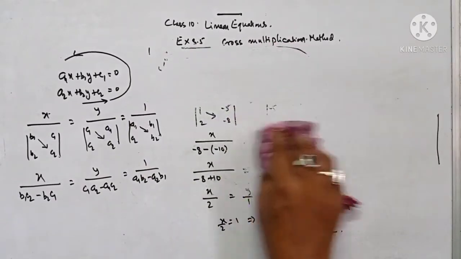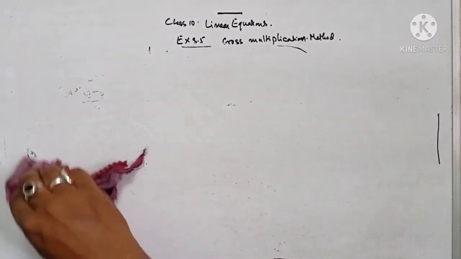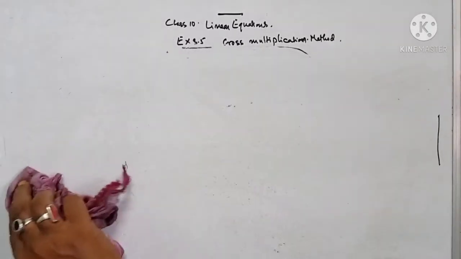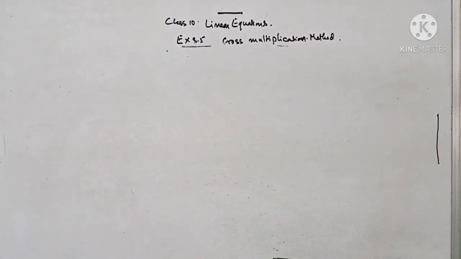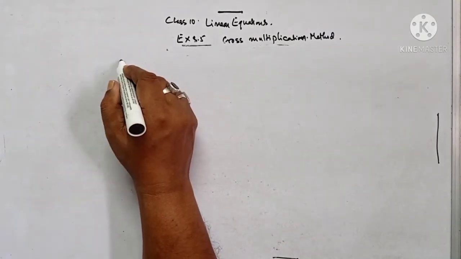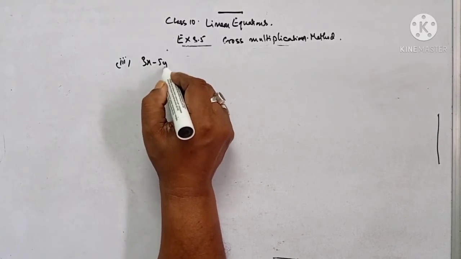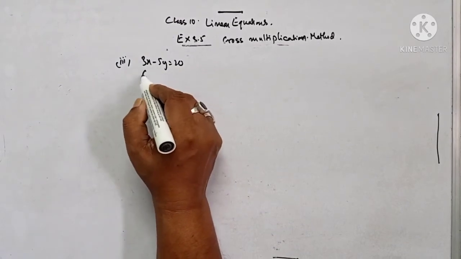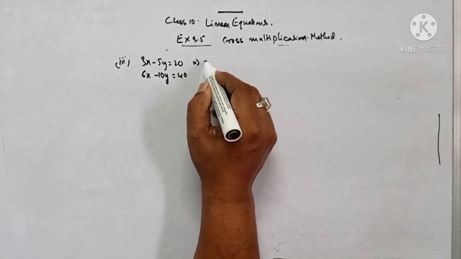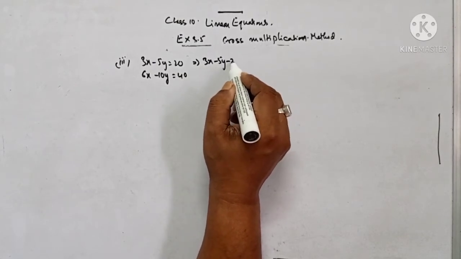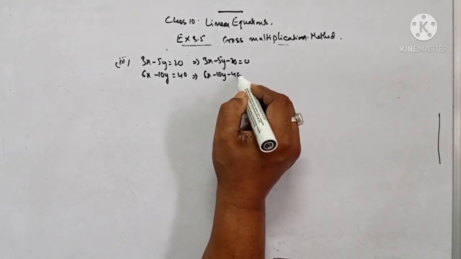Let me take one more question. That is question number 3. Let me see question number 3. 3x minus 5y equal to 20 and 6x minus 10y equal to 40. So here 3x minus 5y minus 20 equal to 0, and 6x minus 10y minus 40 equal to 0.